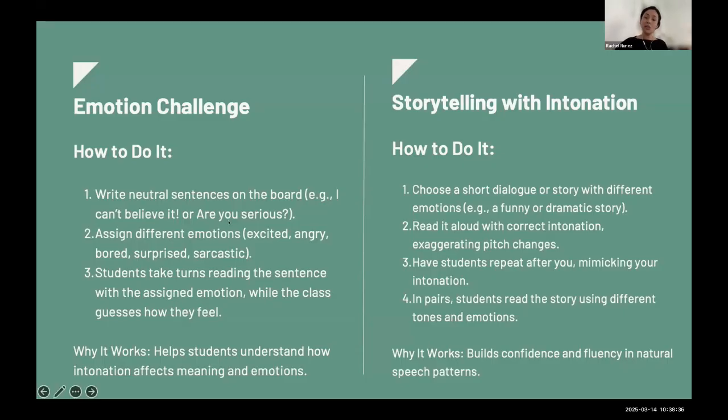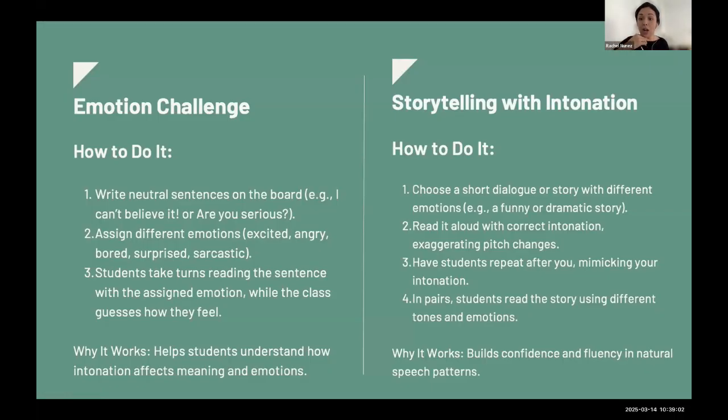Obviously, before you jump into this activity, we always need to, as teachers, model. We need to show them how to do it. So you might do some kind of an activity with emotions before you do this intonation game. Storytelling with intonation, one of my personal favorites as a teacher.